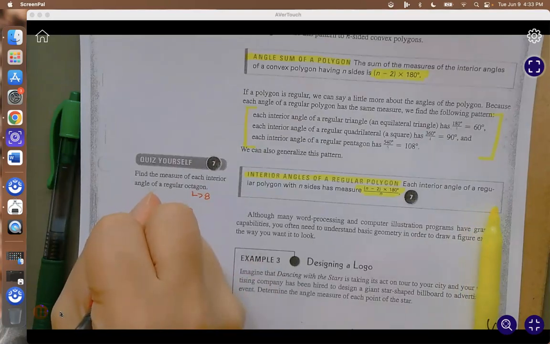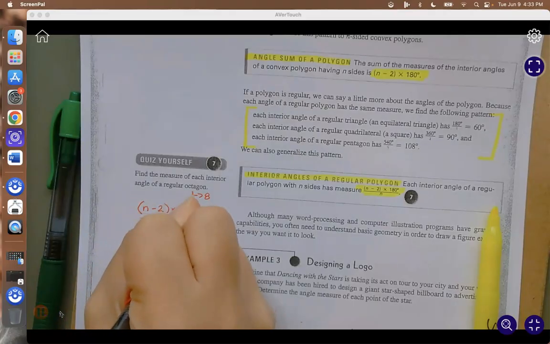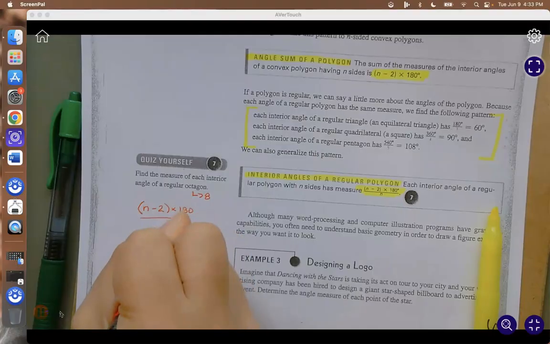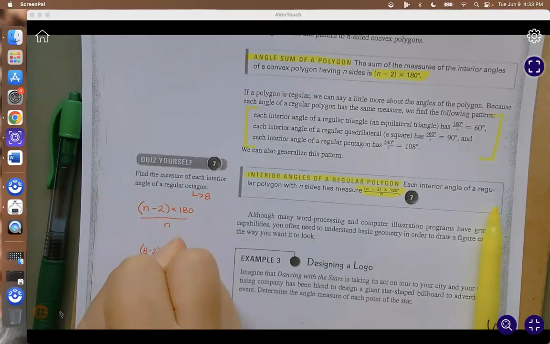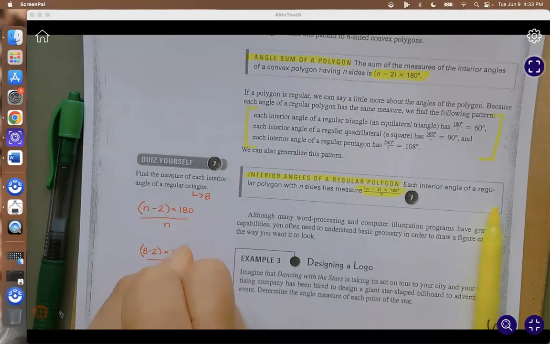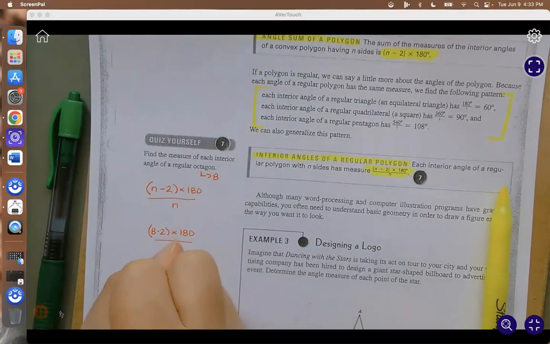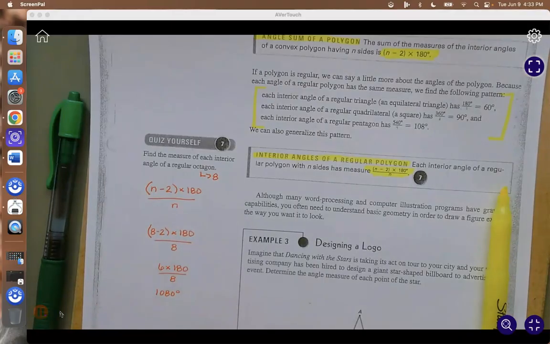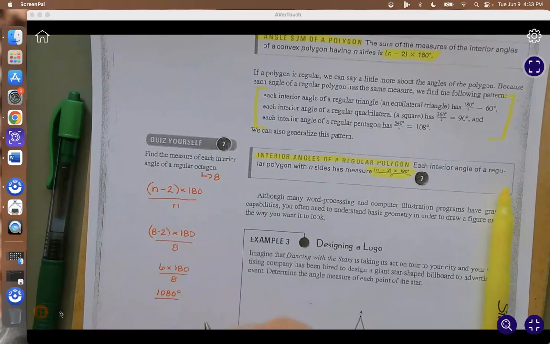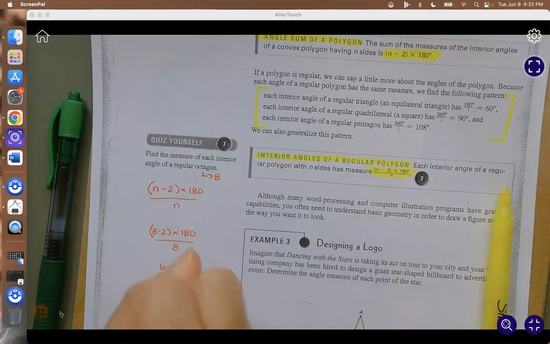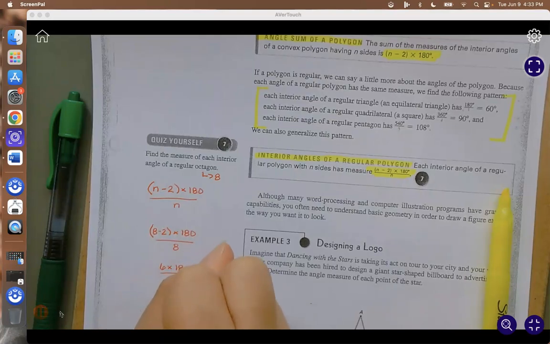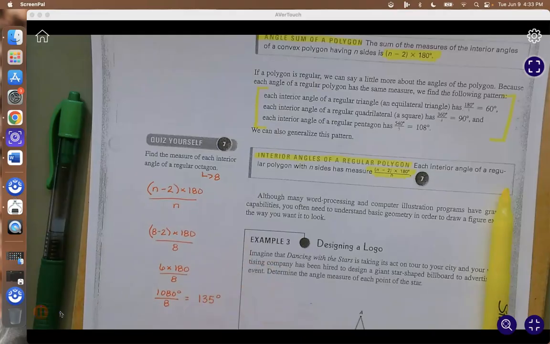So we're going to say 8 minus 2. So how many triangles would you have in an octagon? Remember, it's 2 less. So that's 6. 6 times that 180 means that there's 1080 degrees in a regular octagon, or in an octagon. Because it's regular, we can divide it by 8 to figure out each angle, because they're evenly distributed. Okay, so each angle is 135 degrees.